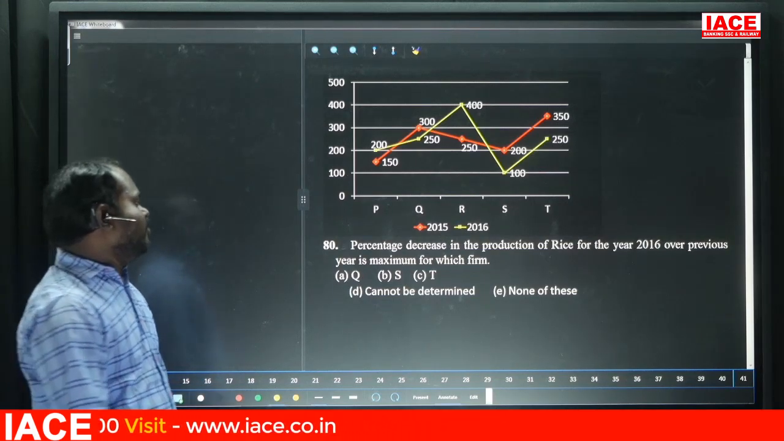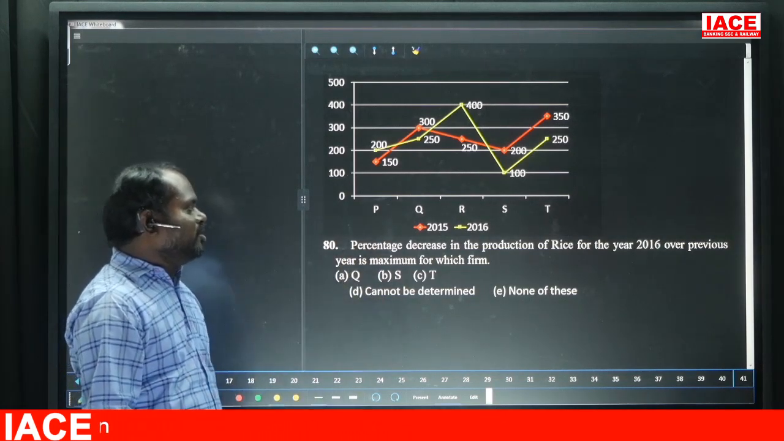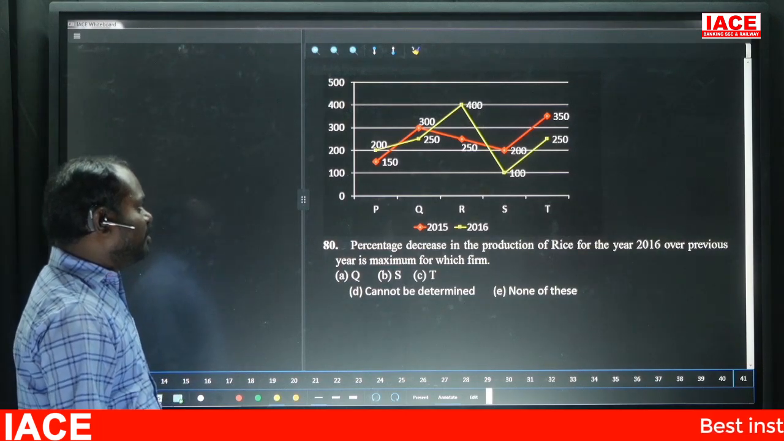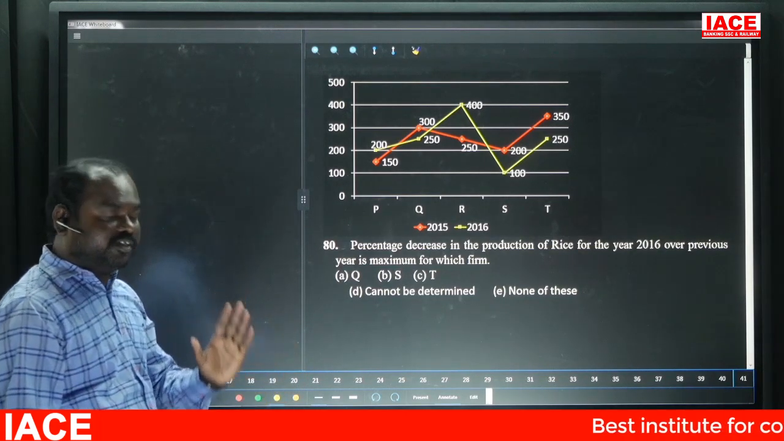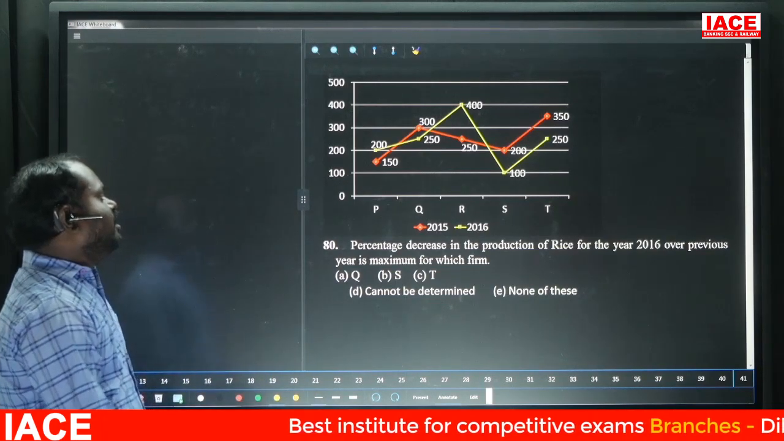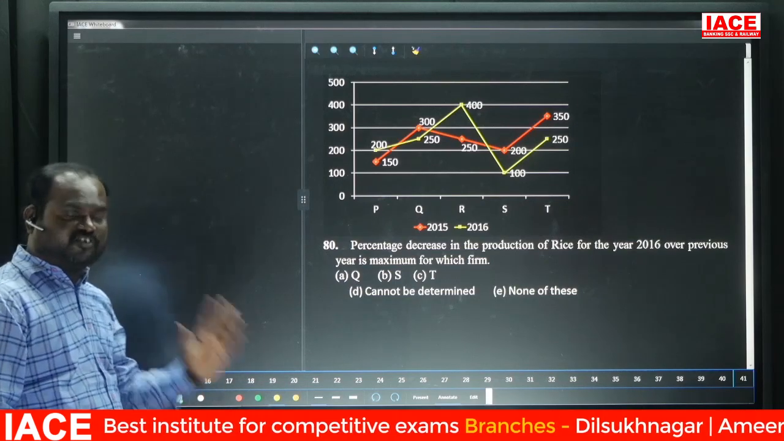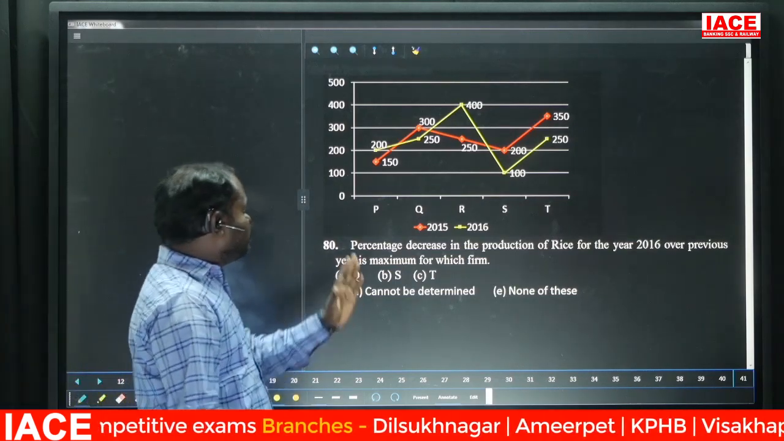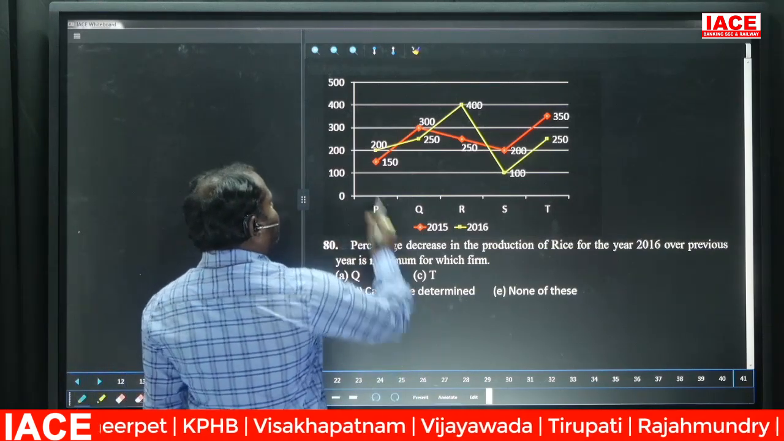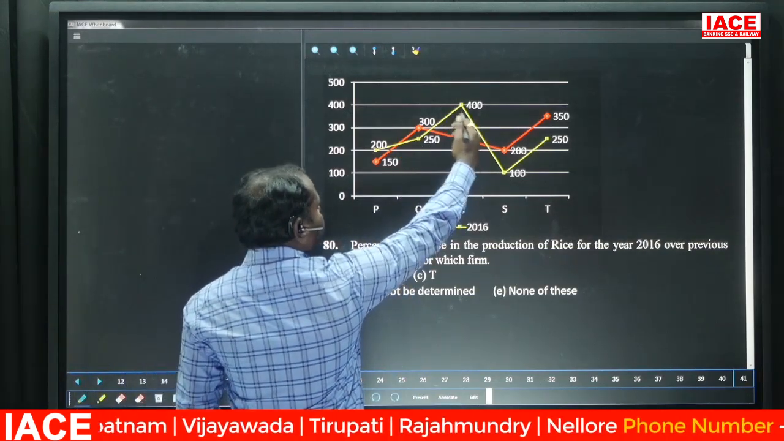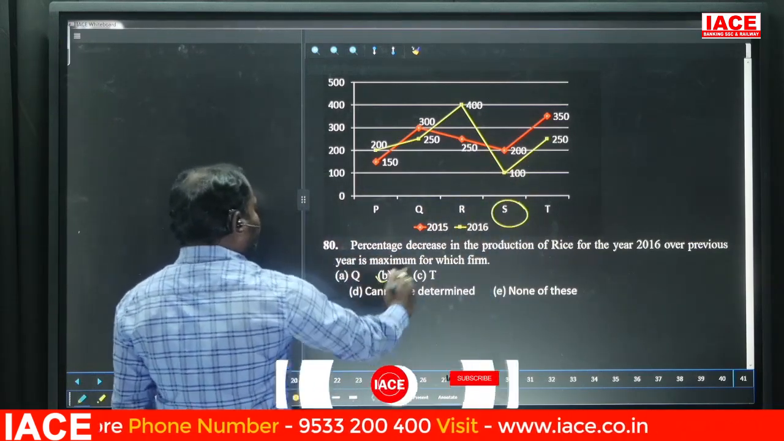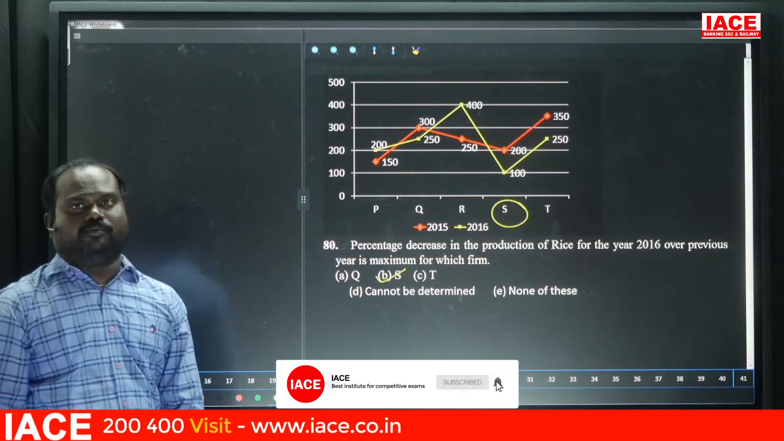Question 80. Percentage decrease in the production of rice for the year 2016 over the previous year is maximum for which firm? Talking about 2016, that is the yellow color, and we need the decrease as well as the maximum. So 2016, yellow color. Here there is a lot of decrease, and here there is an increase only. Just observation, so no need to give more observation.